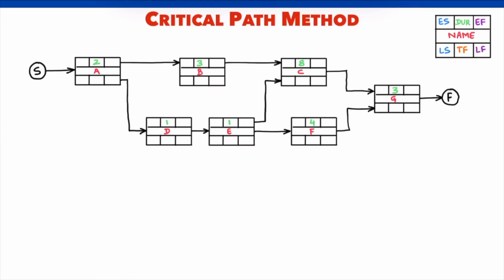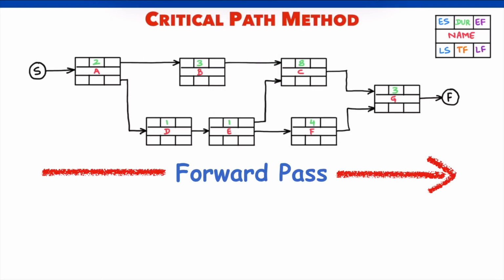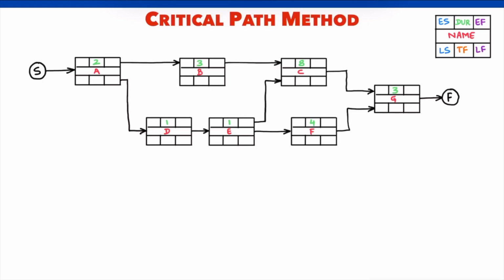To find the remaining attributes, we shall first apply a technique called the forward pass. Forward pass is the analysis of the network diagram from project start to project finish, from left to the right. When the project starts, A is the first activity. Obviously, the earliest it can start is on day 1. Early start for A is 1. It has a duration of 2 days. Clearly, early finish will be on day 2. Early finish can also be calculated using this formula.